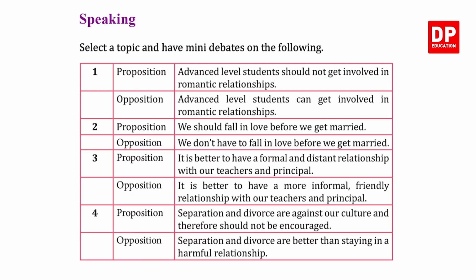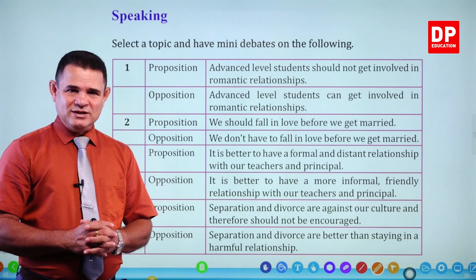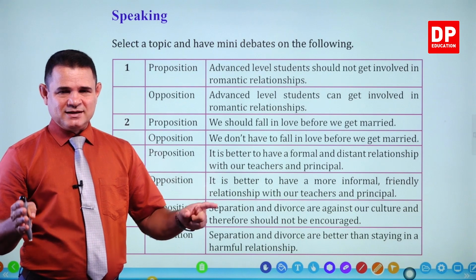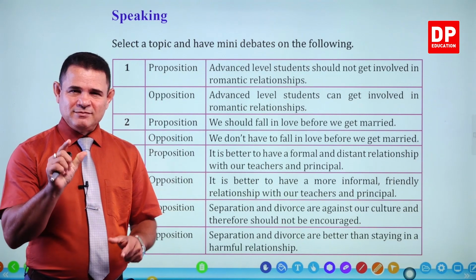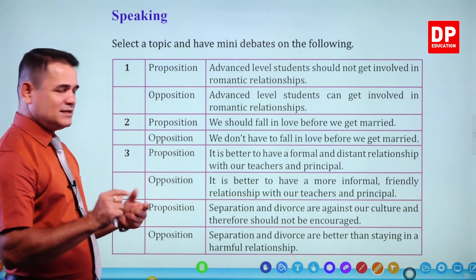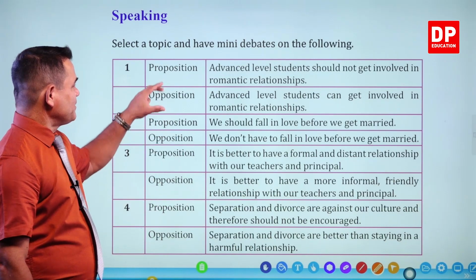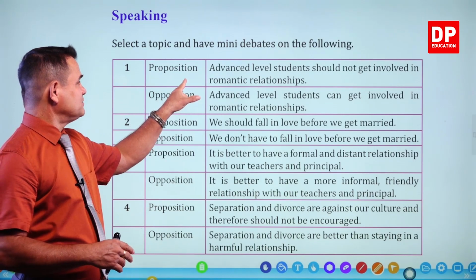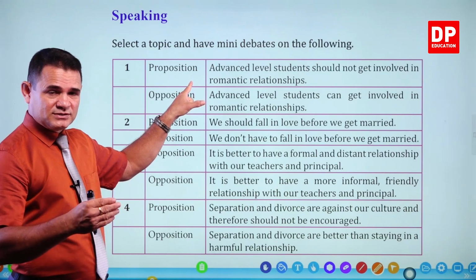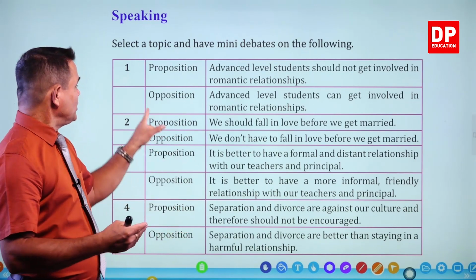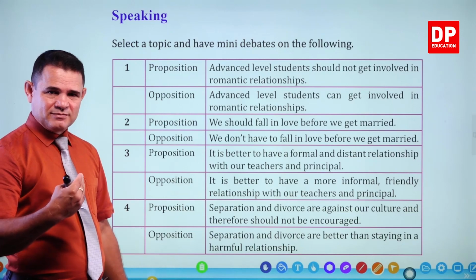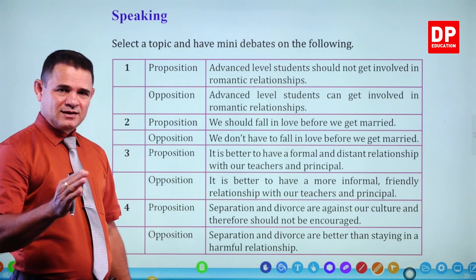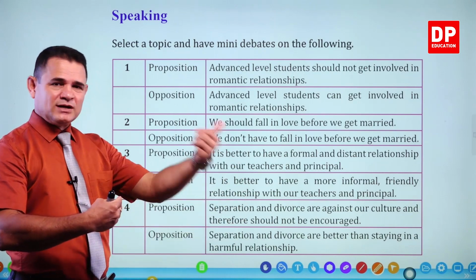And the next one, it says, select a topic and have mini debates on the following. Mini debate. You know debate between two teams. You can have a mini debate, small debate. Select one topic. So if it is a debate, there are two teams. One is called proposition. That means they propose. Oppositions.